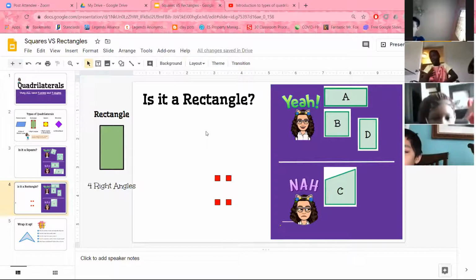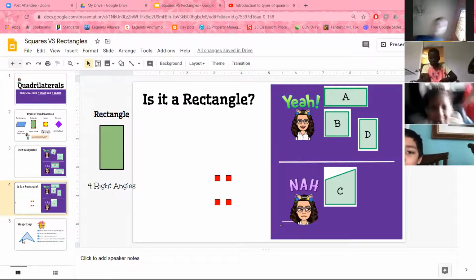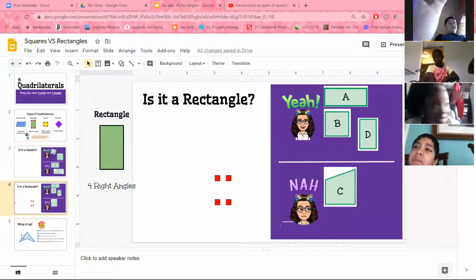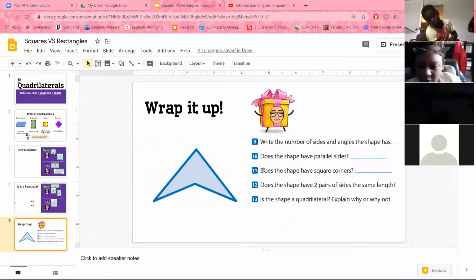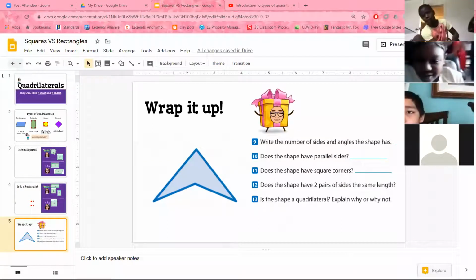Okay, so let's wrap everything all up. So now that we know squares and rectangles and we can tell the difference, now I'm going to give you guys one more quadrilateral. And these are the questions that you need to ask yourself to wrap it all up.